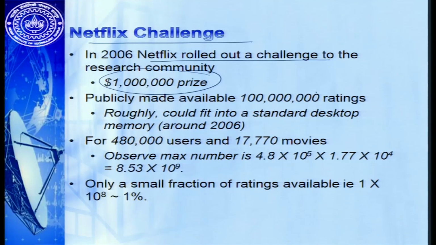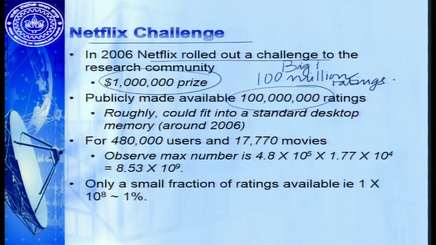And what happened in that challenge is it made available 100 million ratings. So 100 million ratings were made available. So you can see that is basically your big data, a large amount of data. If you look at 100 million, that is 100 into 10 power 6 equals 10 power 8 ratings, which could fit into a standard memory of a standard desktop.